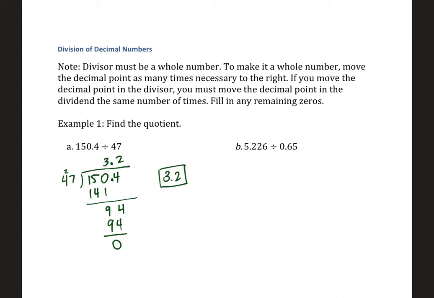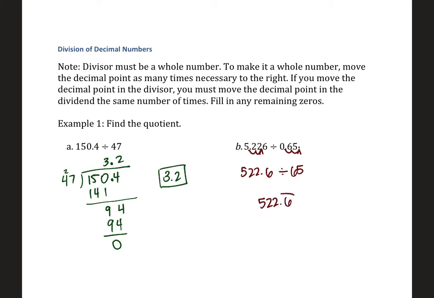For letter B, my divisor 0.65 is not a whole number, so I'm going to make it one by moving that decimal place 2 times to the right: 1, 2. Now we have 65. And then this other one I'm going to have to move 2 times to the right also: 1, 2. 522.6 divided by 65 will give us the same answer. You have to make sure you move it the same amount of times. Okay, then I'll just set this up.